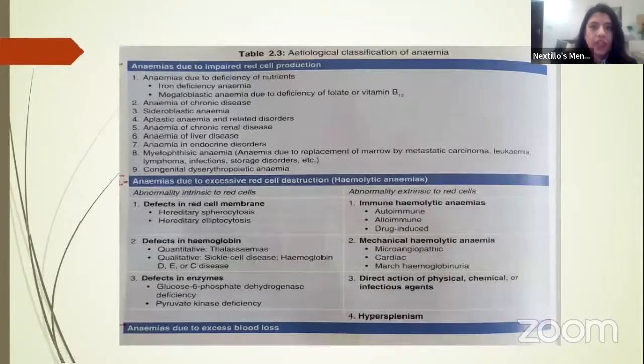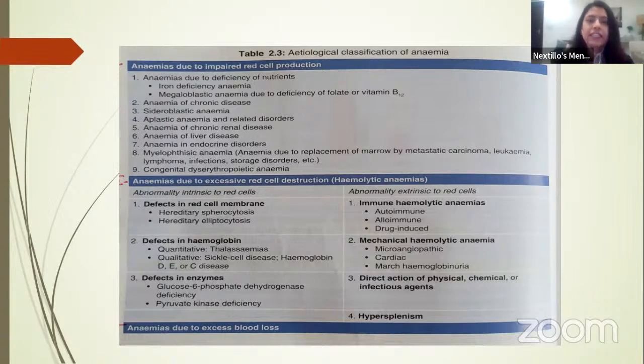All right. Now, let's quickly classify anemias depending on etiology. What is etiology? Etiology means the cause. What is causing anemia? Now, if we think, what is anemia? Anemia is basically decrease in the hemoglobin level or decrease in the oxygen carrying capacity, right?